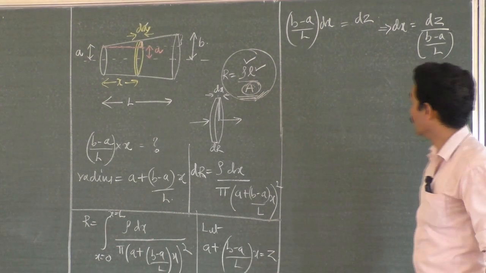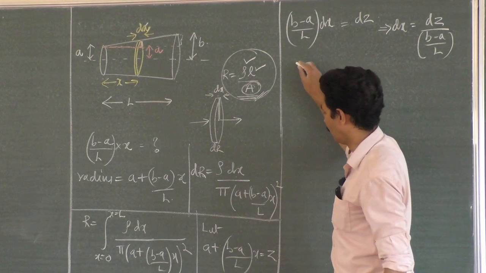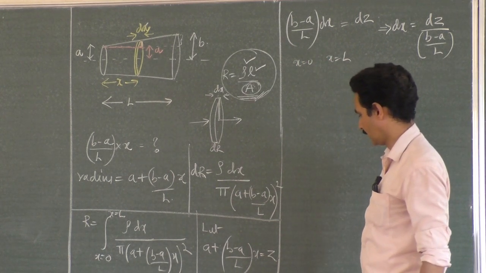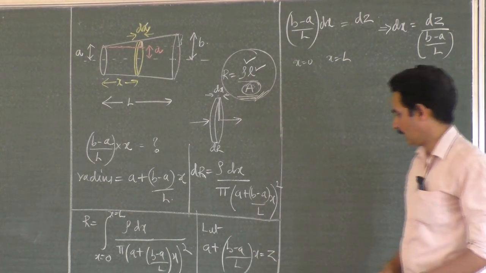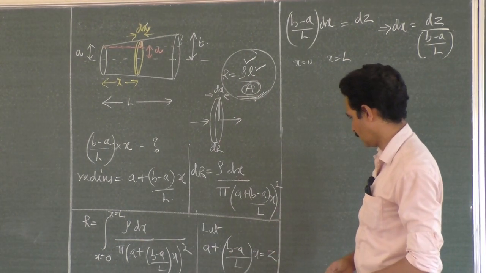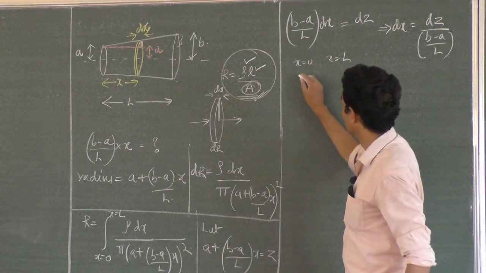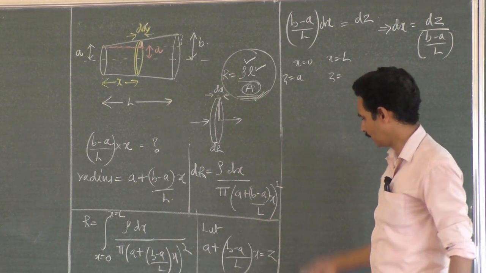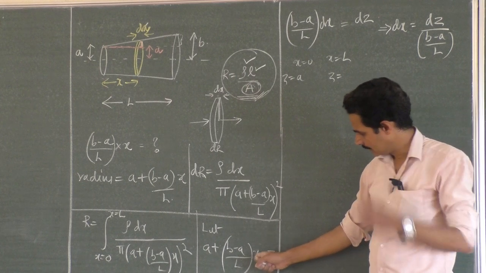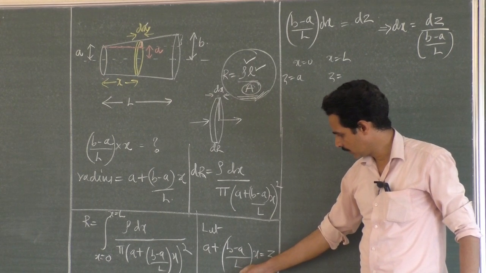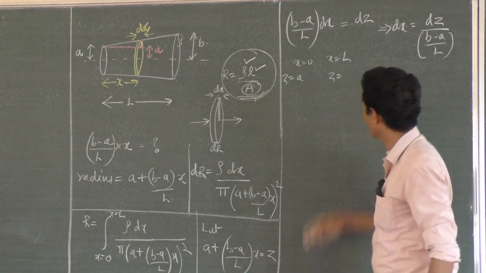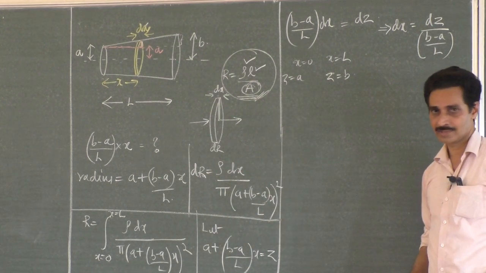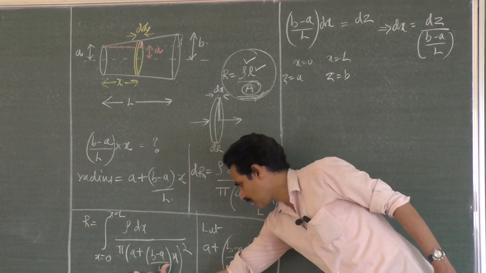Because when the integration limit starts from x equal to 0 to x equal to L, what happens to this? When you take this term as z, when x is 0, z is 0, isn't it? No, when x is 0, z is a. So z equal to a, one limit, and what about here? When x equal to L, if you put L here, L by L gets cancelled, then what will you get? A plus b minus a, so you will get b. So z equal to b. So you have to change the limits from z equal to a to z equal to b, from x equal to 0 to x equal to L. Hope you have followed.